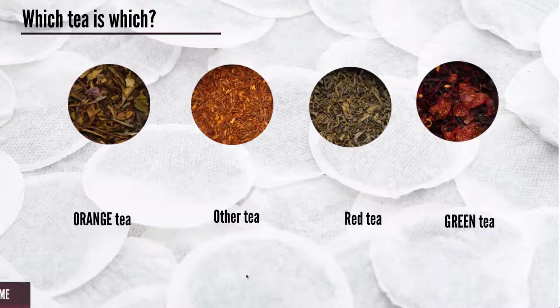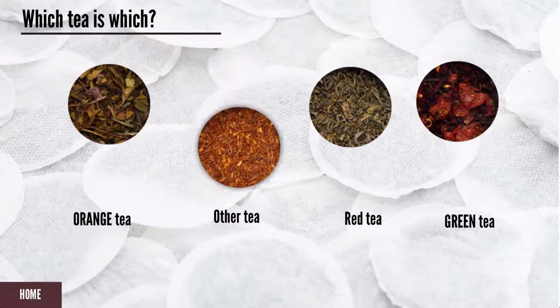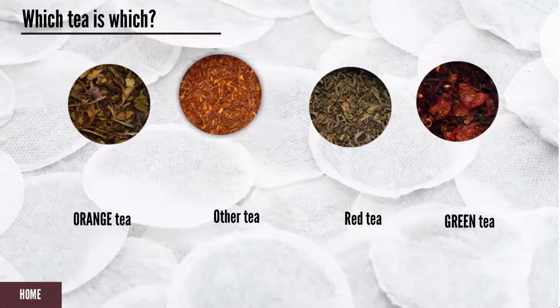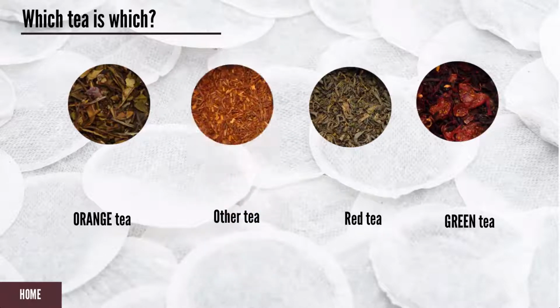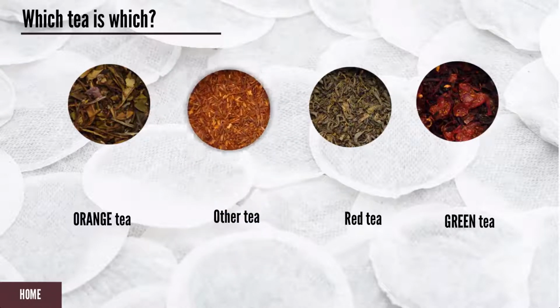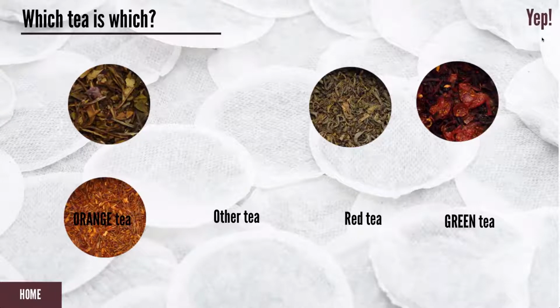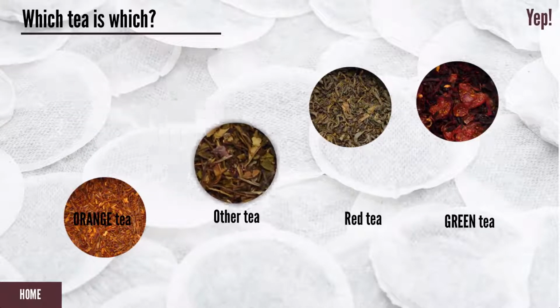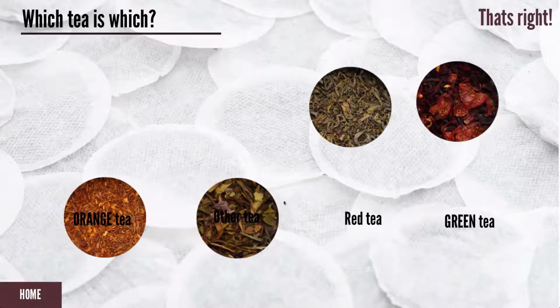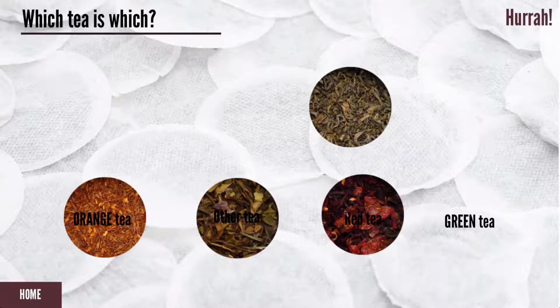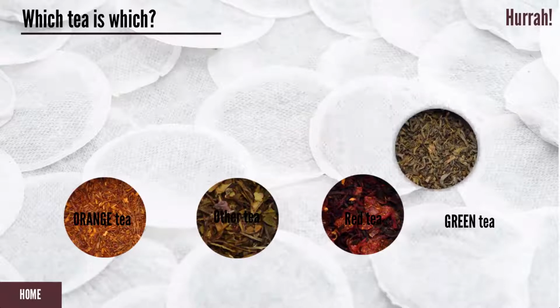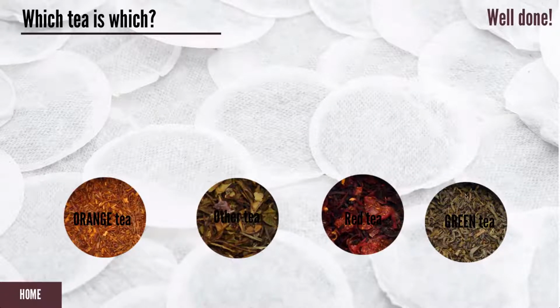Which tea is which? So if I drag this one, there we go. This is how drag drop works. It immediately creates a drop shadow. And if you don't drag it to the right place, then it doesn't work. But that one did work. And we've got our yep at the top. If I drag this to other tea, that's right. If I drag that to red tea, hurrah. Now if I drag this somewhere else, it doesn't work. Green tea, well done. Fantastic.